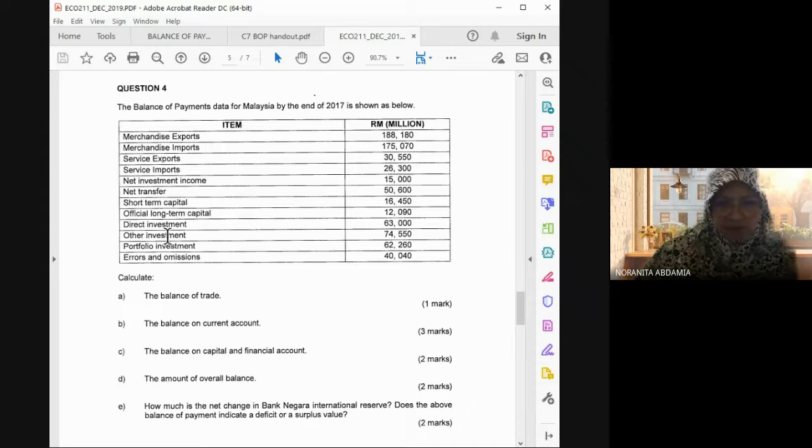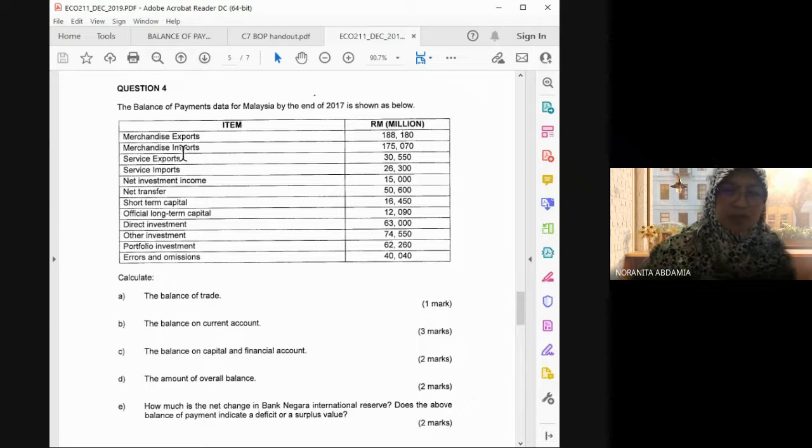Direct investment, other investment, portfolio investment. Actually, these are a financial account, but these are the names of the sub-accounts. So no need to label as a sub-account, just label as a major account. All of this is under financial account, so just label as FA, financial account. Errors and omissions, no need to label, it's fine, because this is a balancing item. Can you see that? Alright.